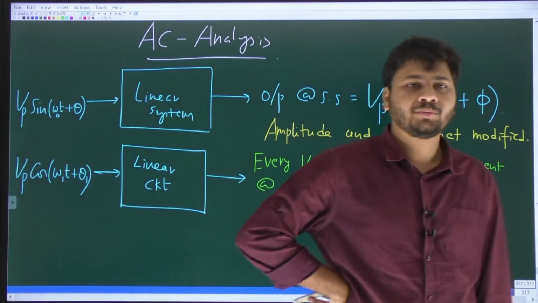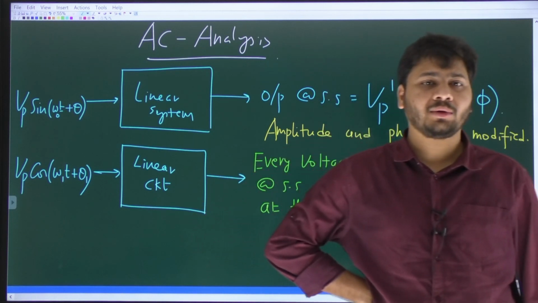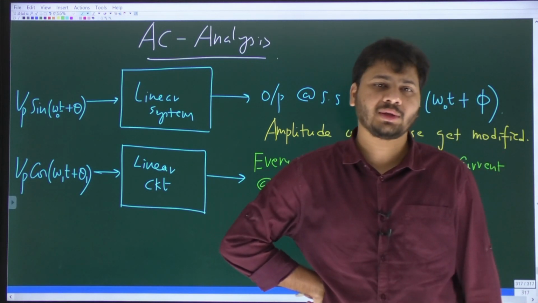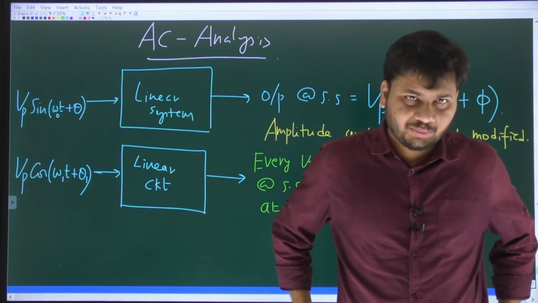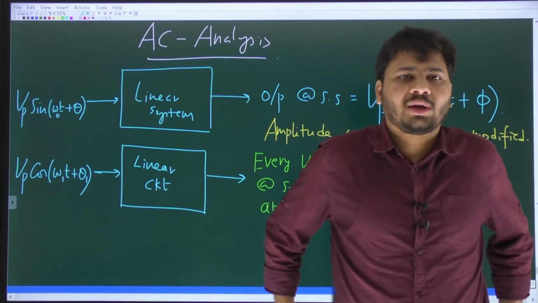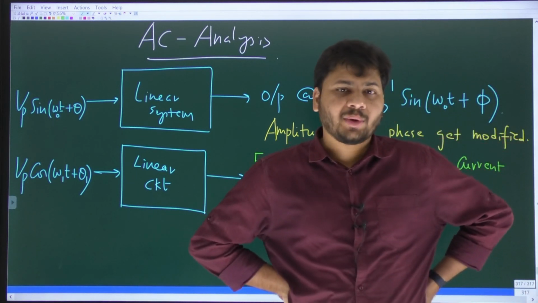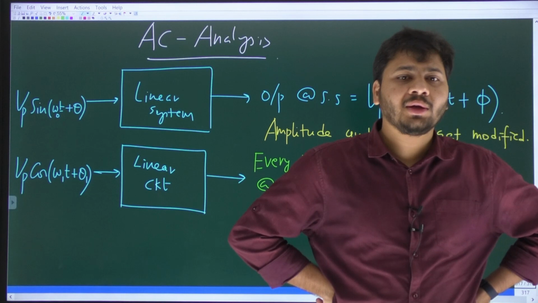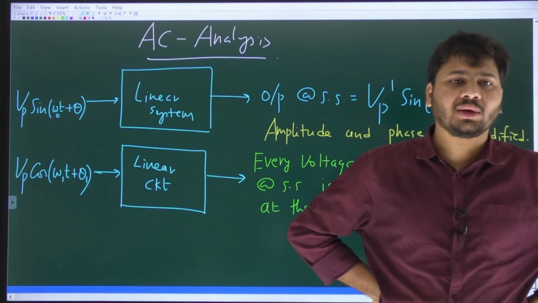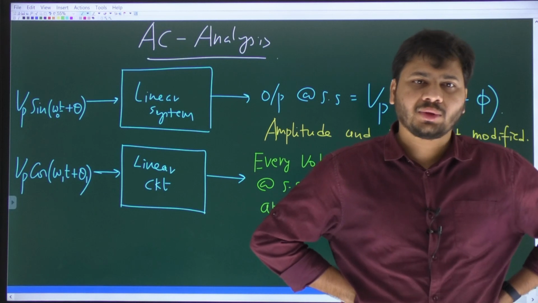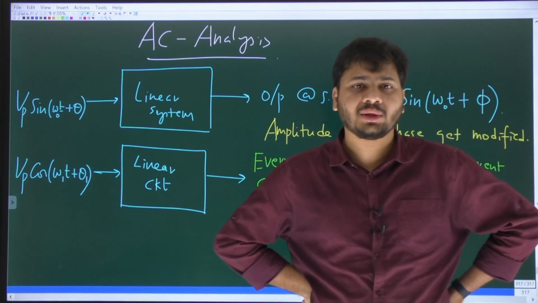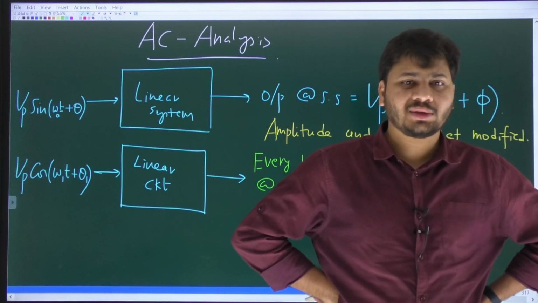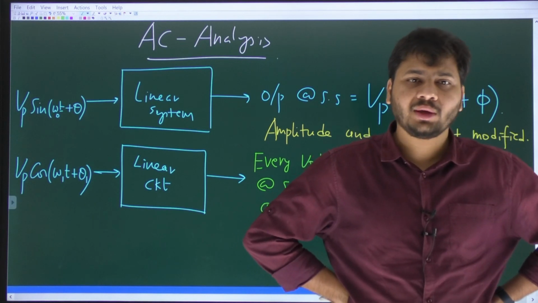Now you already know how to identify whether the given circuit is linear or non-linear. For any circuit to be linear, it should consist only of linear circuit elements. Now what are these various linear circuit elements? Mainly we have resistors, capacitors and inductors. And apart from these three passive components, we also have linear dependent sources. So resistors, capacitors, inductors and linear dependent sources. If these elements are present in the circuit, then the circuit is said to be linear.